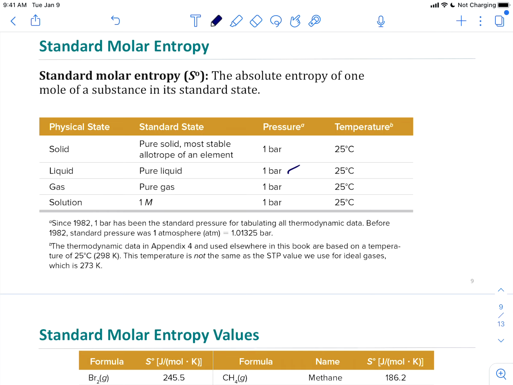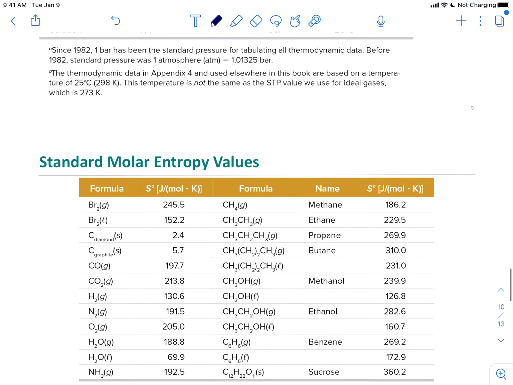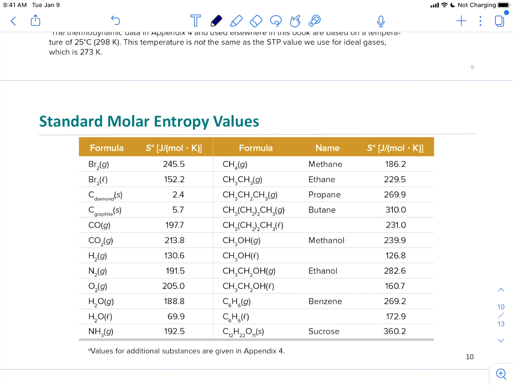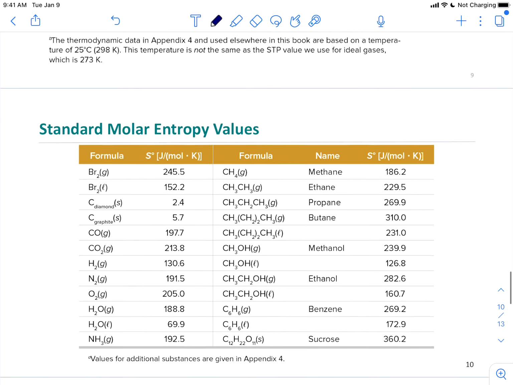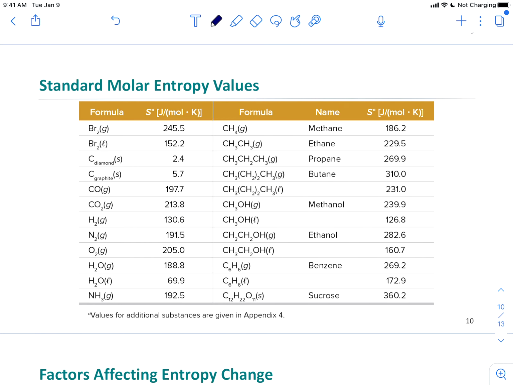Just beware that it's 1 bar, 25 degrees C, rather than 1 atmosphere and 0 degrees C, which is what we tabulated for gases. And then you'll see tables like this, where this is just saying what is the standard entropy of a pure substance at 25 degrees C and 1 bar. And you can see something that's very ordered and structured has a very low entropy. Diamond, okay? Very ordered, structured substance, one of the harder substances we know because of its covalent network bonding between carbon atoms, has a very low entropy.